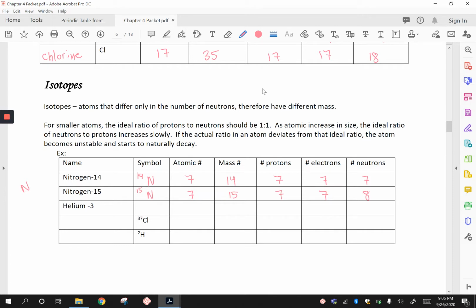Okay, let's do helium-3. So you would write He and then a 3 right here. Look up the atomic number of helium on the periodic table.